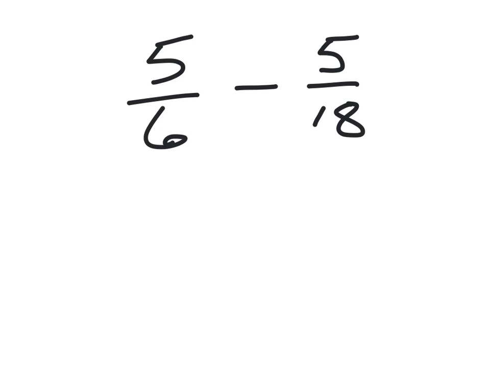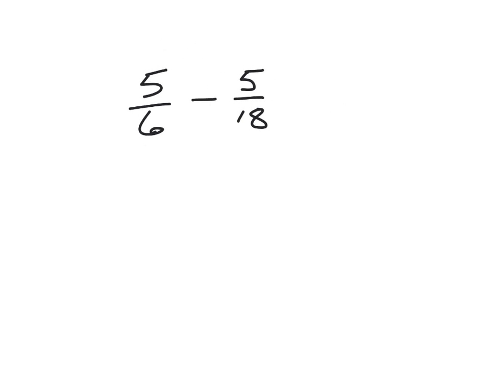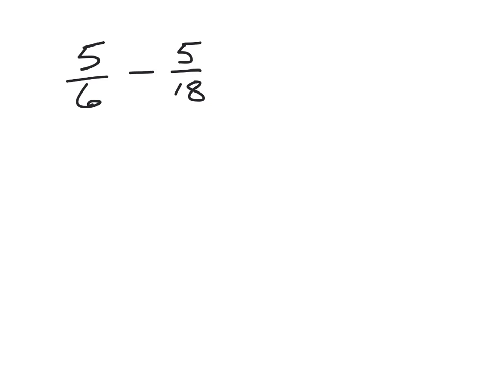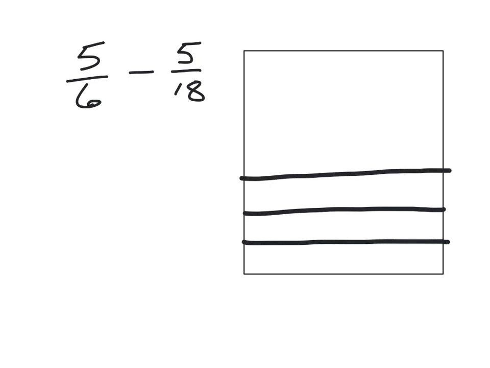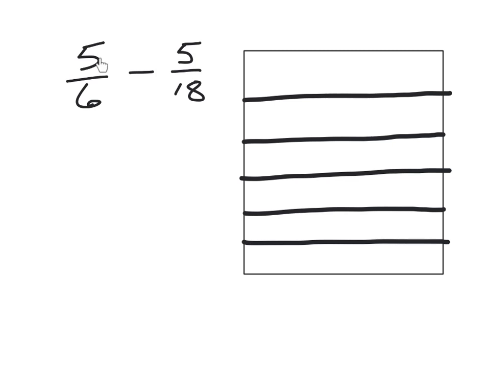And here we go. We have 5/6 minus 5/18ths. And the first thing I got to do is go ahead and create my first fraction box, right? So I'm going to do that right here. And then I'm going to draw, since this is broken into 6 parts, I'm going to draw 5 lines going across this way. And here we go. I got 1, 2, 3, 4, and 5 lines. Gives me 6 parts.